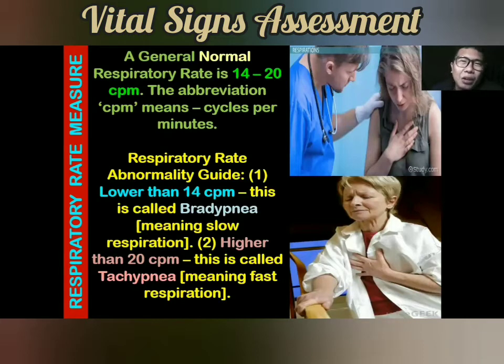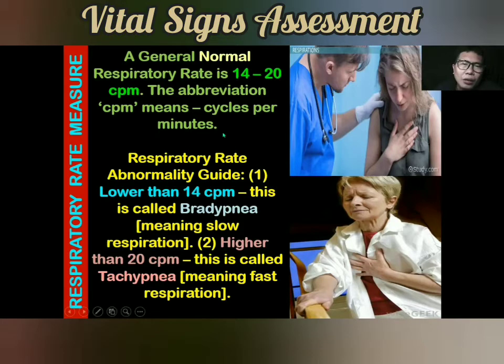Now, the normal respiratory rate in some books is 14 to 20, in other books 12 to 20. So you'll be taking 12 because most of the books say 12 to 20 cycles per minute. So the abbreviation CPM, to remind you again, is cycles per minute, or one breathing per minute, which means one rise and fall of the chest per minute. The rise and fall of the chest is equivalent to one breathing.